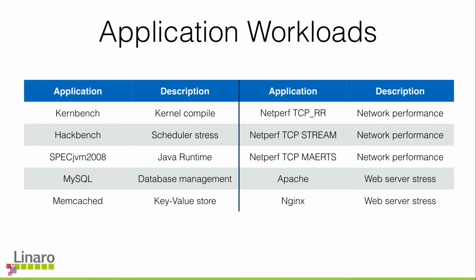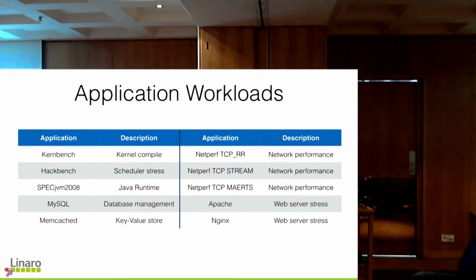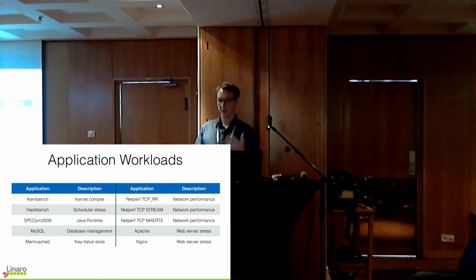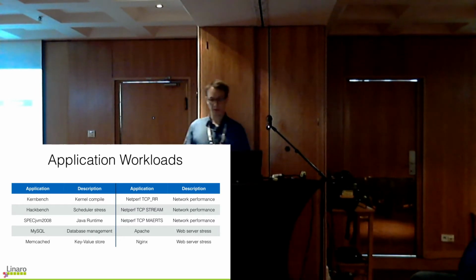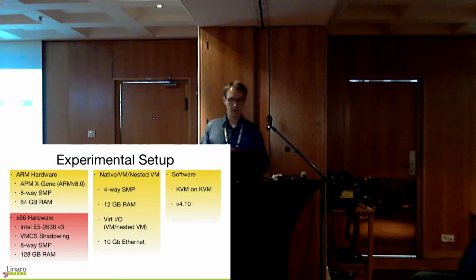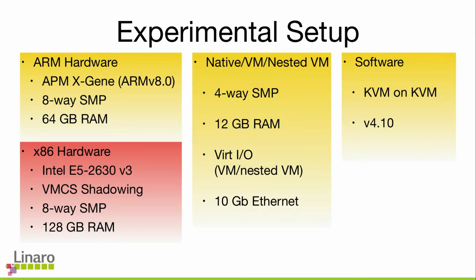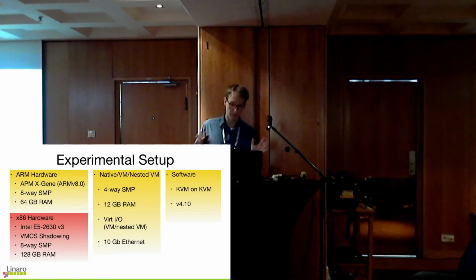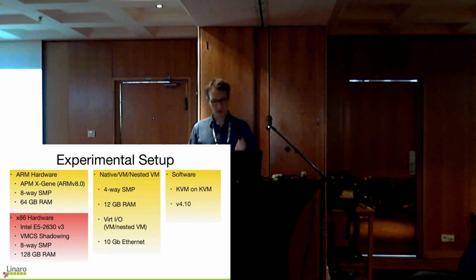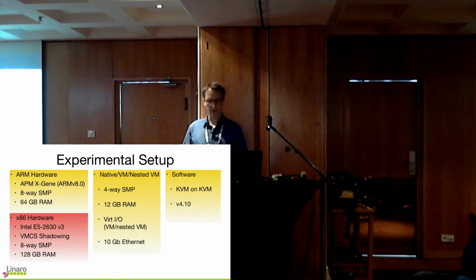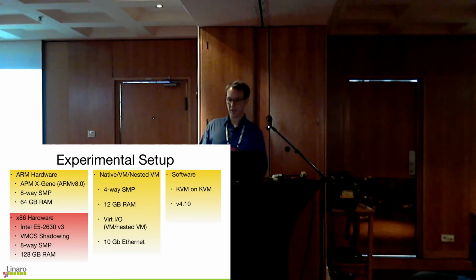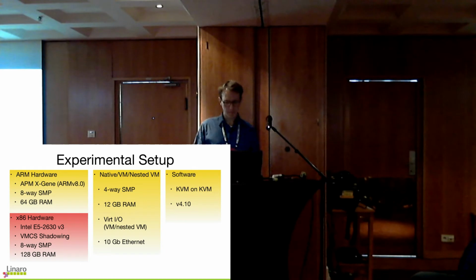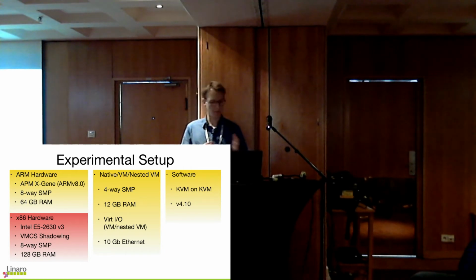So the application level workloads that I showed you before are kernbench, hackbench. We run SPECjvm, MySQL, memcached, netperf in various configurations, Apache, and Nginx. And we ran it on both ARM and on x86. Okay? We used APM X-Gene, and it's a bit of a dated platform now, but that's where the work was done. And we used a Xeon E5 2630 for the x86 platform, which has VMCS shadowing enabled while we ran our workloads. These are reasonably similarly configured machines.